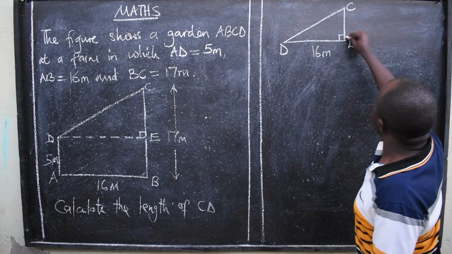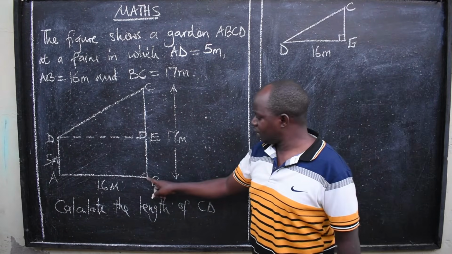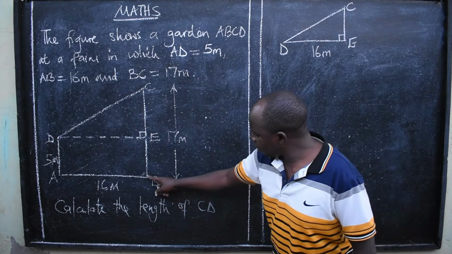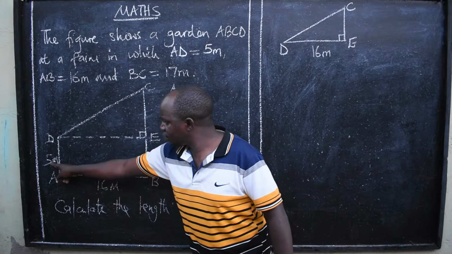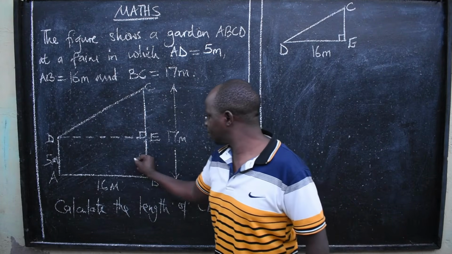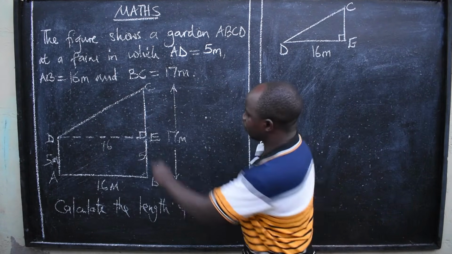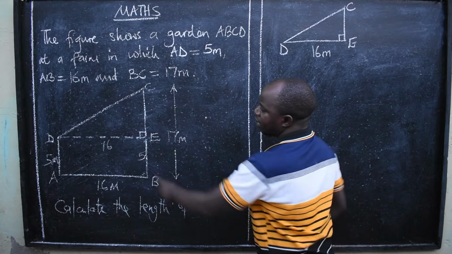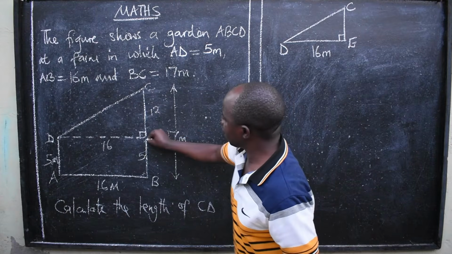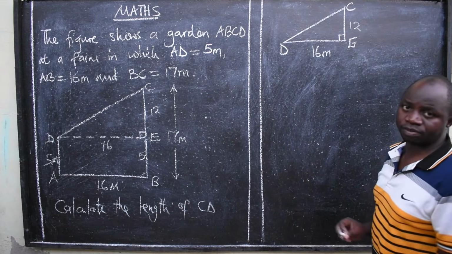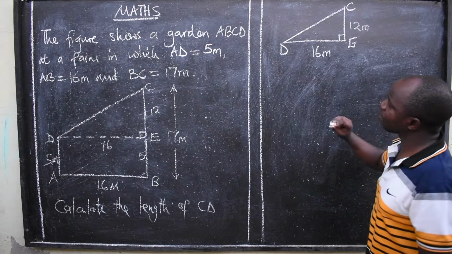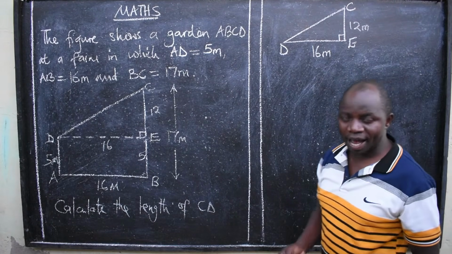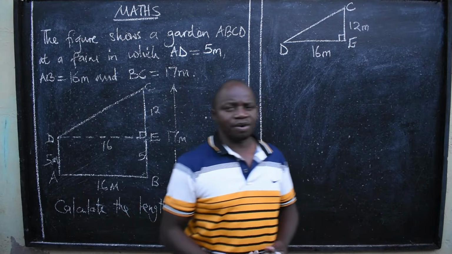What about this length here? We are told that from this point is 17. Then from this end to this end, look at this side, 5. It means even here is 5, 16 here. So, to get this length here, we are going to say 17 minus 5, and that will be 12. So this length here is 12 meters. Now, to get CD, we are going to apply what Pythagoras theorem is all about.